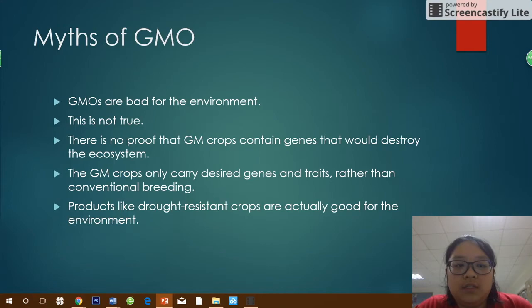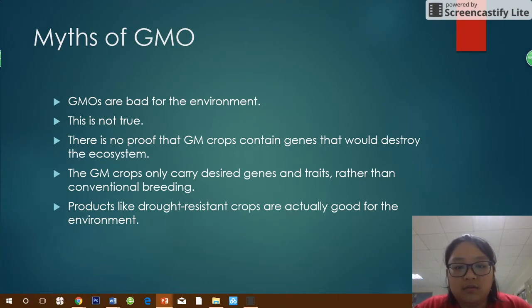The next myth of the GMO is that people have said that GMOs are bad for the environment. This is again not true. There is no proof that GM crops contain genes that would destroy the ecosystem. GM crops only carry the desired genes and traits that they were designed to have, rather than conventional breeding, which carries a lot of other undesired genes and traits, which could be bad.